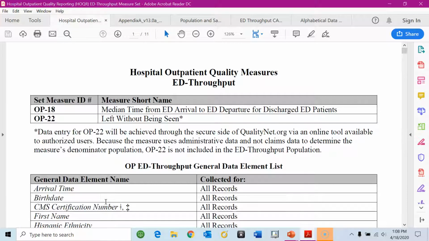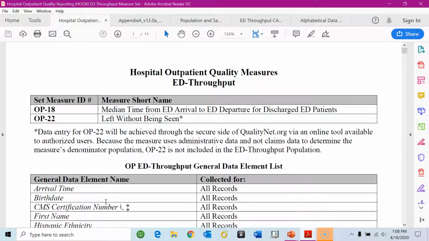This is the ED throughput section of the CMS Hospital Outpatient Quality Reporting Manual. In this session, I'll be using the version of the manual for use starting with Q1 2020 encounters. If you don't know how to locate this section, video 2 of the abstraction training sessions discusses how to find the specifications manual on the CMS QualityNet website.